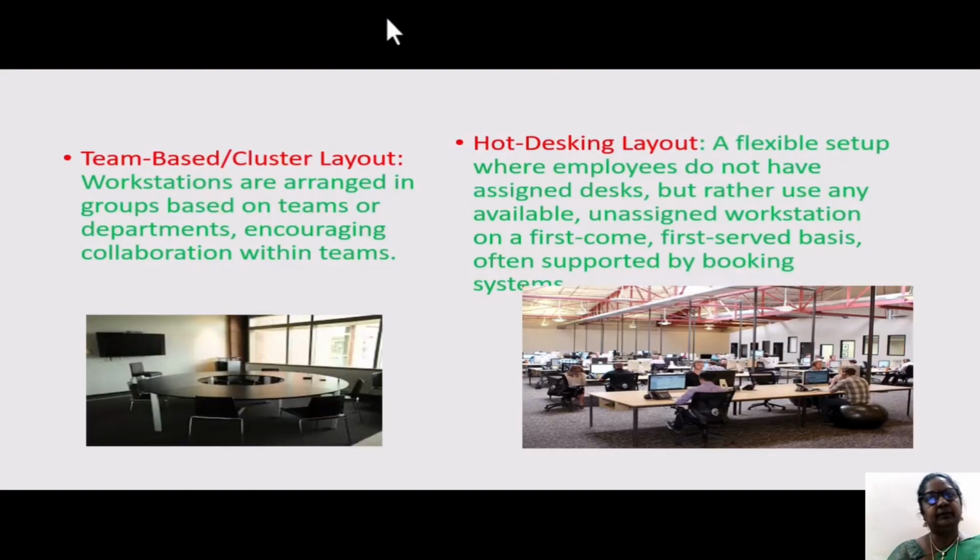Hot desking layout. That is a flexible setup where employees do not have an assigned desk, but rather use any available unassigned workstation. Wherever the computer is free, they will go there, sit, log into their ID and work. They don't have a separate place for themselves. Where it is available, there they will work. So that is how it works.